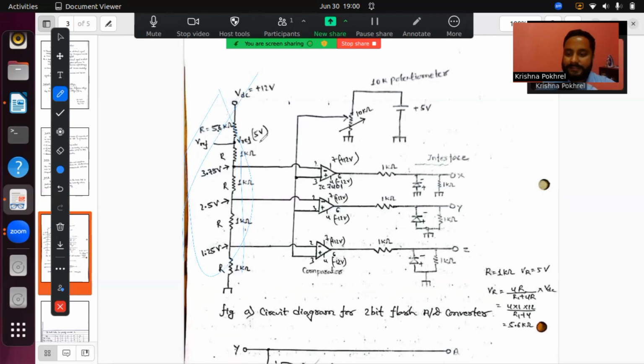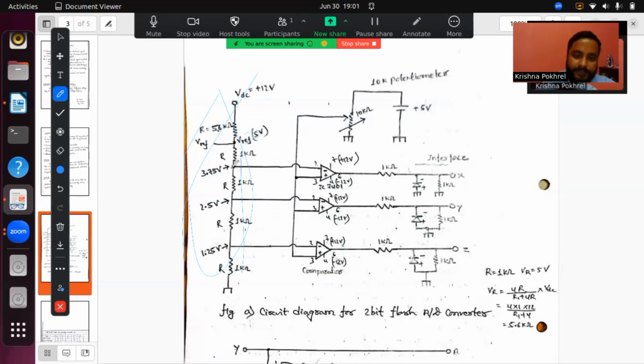4 plus 5.6 is 9.6. 4 divided by 9.6, multiplied by the DC voltage of 12 volt, we'll get 5 volt here. Okay, not kilo ohm. We'll get 5 volt here, the reference voltage. Okay, I have explained it.